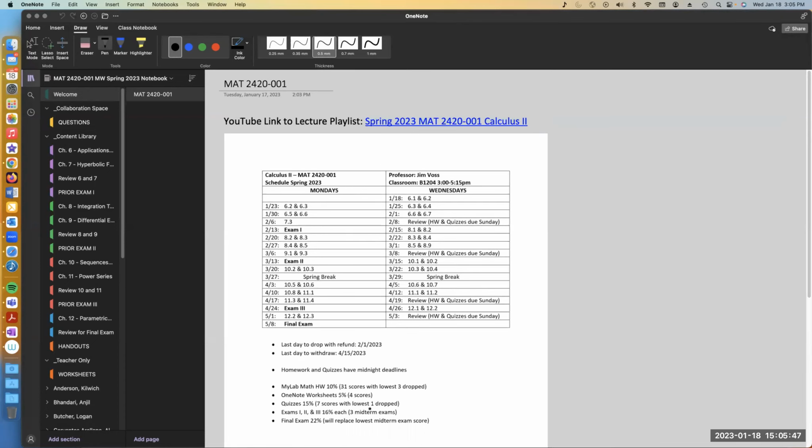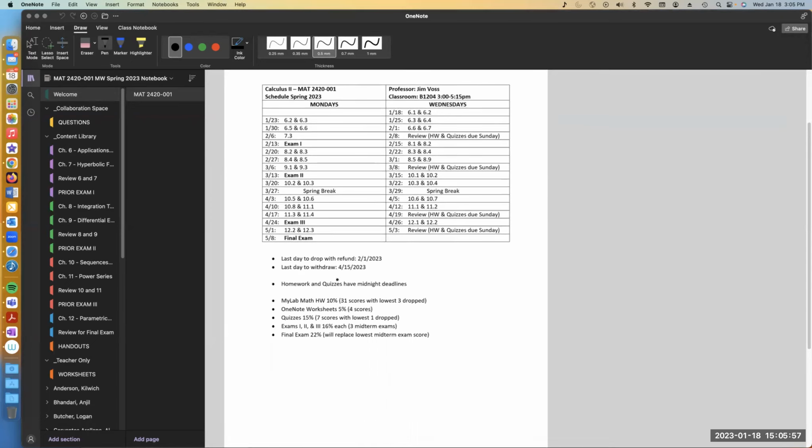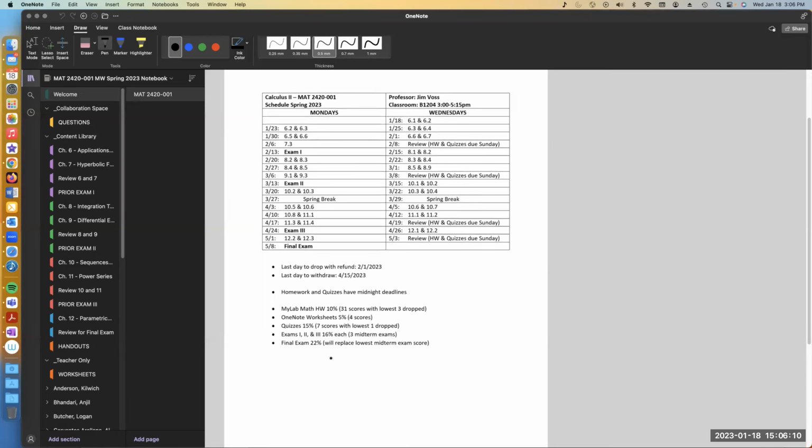And here are the important dates and some important weights in terms of homework, quizzes, and all that kind of stuff. And so you can see your homework is going to be 15% of your grade. 10 will be in my math lab, 5 will be these OneNote worksheets that I will show you very shortly. 15% quizzes, 3 midterms, 16% each, and a final of 22%.